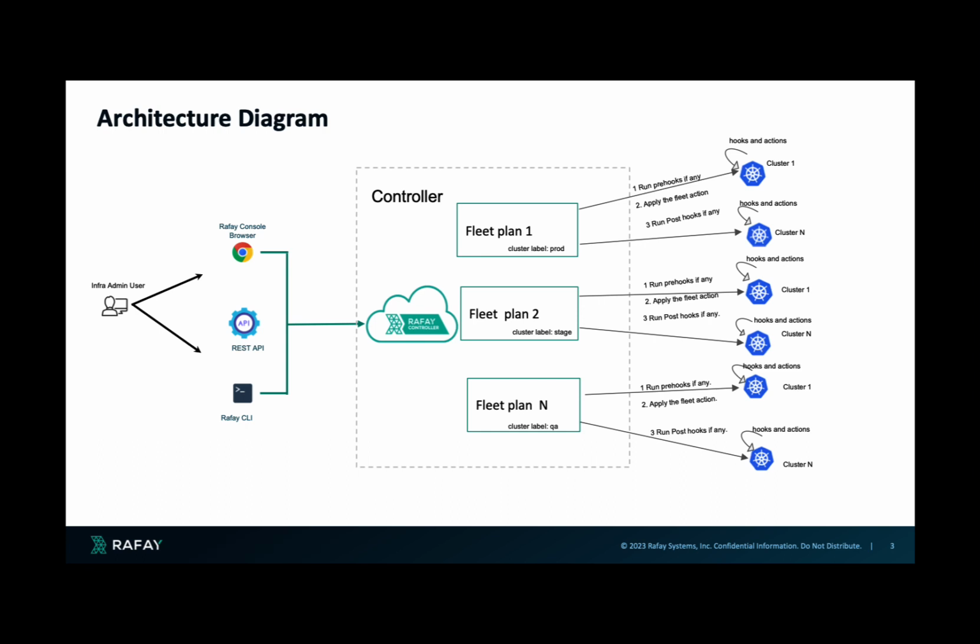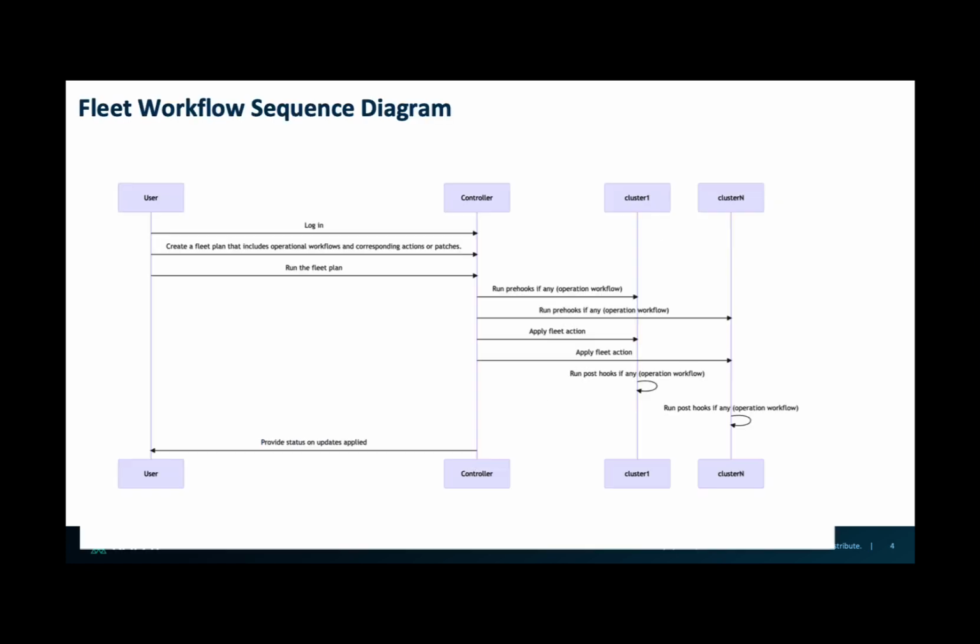So what does the workflow look like? Users start by logging into Rafay and creating a fleet plan and executing it. The workflow starts with running of pre-hooks on the target clusters, followed by the core operation, and finally running post-hooks. Rafay provides a rich dashboard which has real-time status of each step for the entire fleet of target clusters. Moving on to our demo.